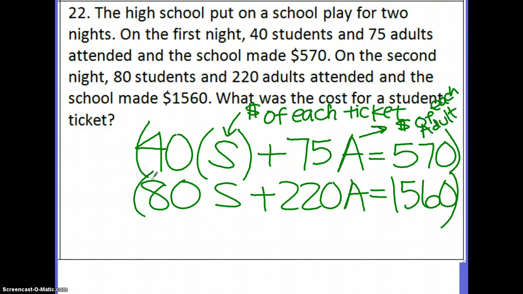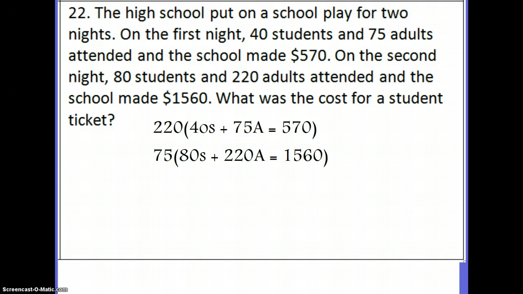We're going to multiply. Some of you might be able to see that to be able to get 80 on the top, all we would need to do is times the top by 2, because 40 times 2 would make 80. But my guess is most of you don't see that. So I'm going to multiply. I'm going to pick either 40 or 80 or 75 or 220. If I want the cost of a student ticket, though, I don't want the S's to go away and eliminate. So I'm going to times by the 220 and the 75.